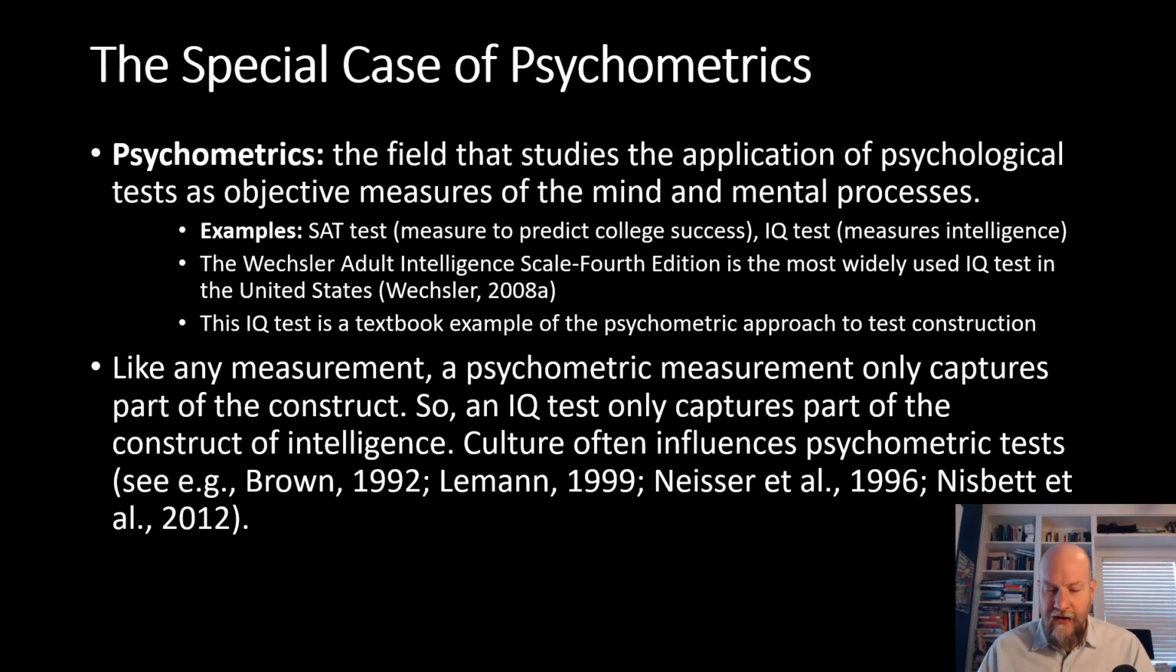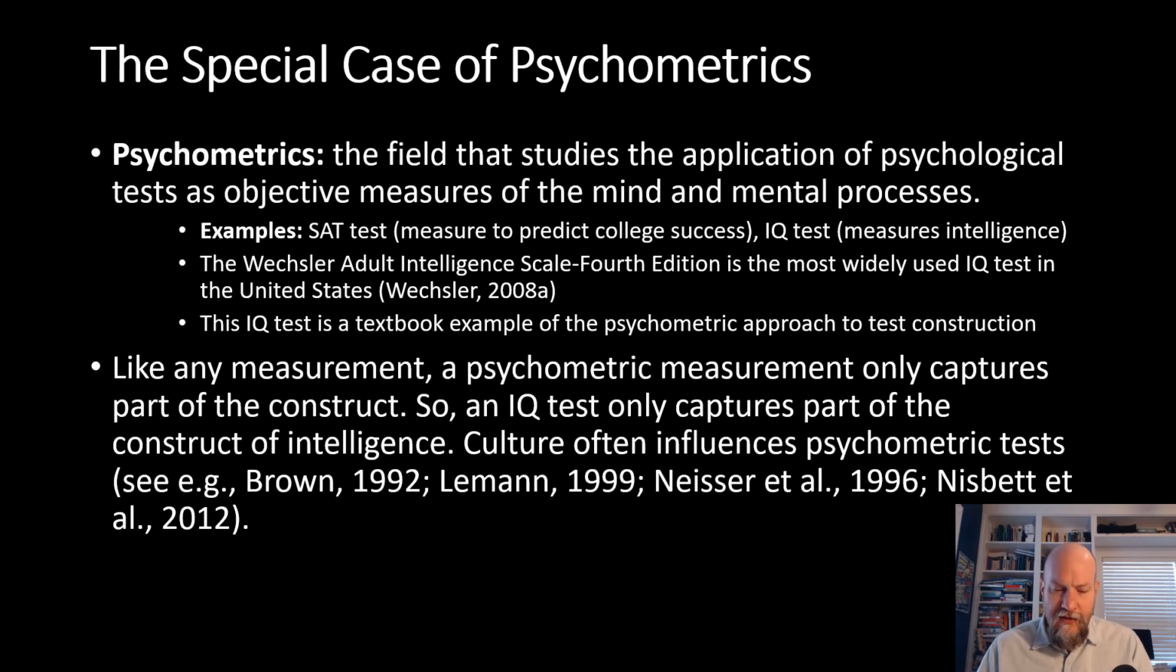So, an example that you're all probably familiar with is the SAT test. This is measured to predict college success, as you well know. An IQ test is intended to measure intelligence. These are things that psychometrics or psychometricians, people that study psychometrics, really focus on. The most common IQ test these days is the WAIS-4, which is the Wechsler Adult Intelligence Scale. There's also the Stanford-Binet. There's several other IQ tests out there, but this one is the most widely used.